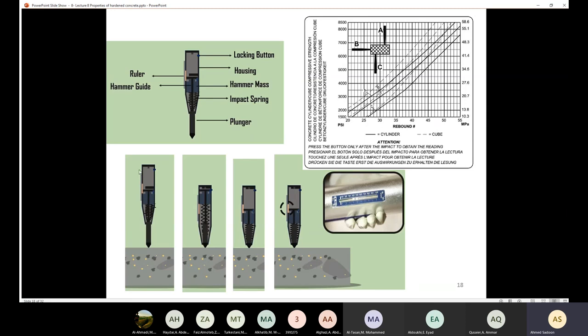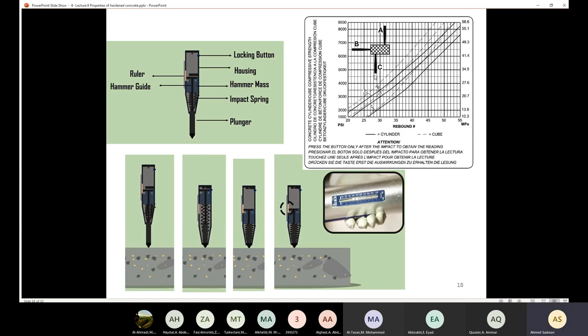Of course, the device could be subjected in different directions, depending on the structural element. It could be from the side, from the bottom, or from the top. In this figure, it's from the top, but it could also be from the side or from the bottom. For example, if you have a slab, you could measure from the bottom or from the top. But if you have a column, you should do it from the side.